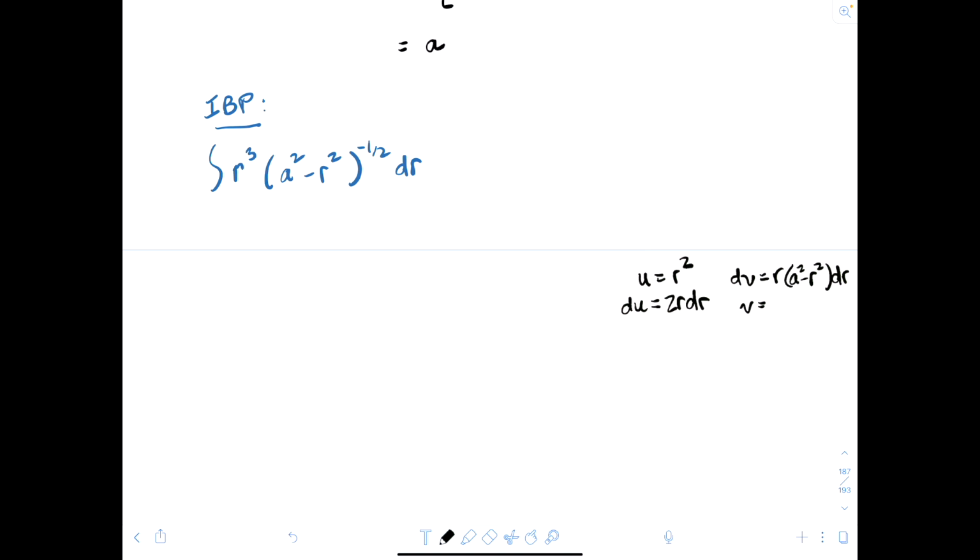We'll have negative 1/2 because we got to balance it when we integrate, right? We have to have a negative 2 to integrate. And then we're going to have a squared minus r squared. I'm sorry, that was to the negative 1/2 to the positive 1/2, and that's divided by 1/2. And so v is going to be negative a squared minus r squared to the 1/2. Good so far?